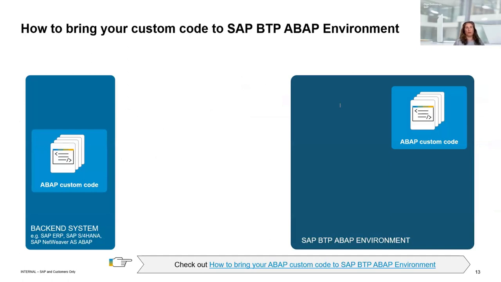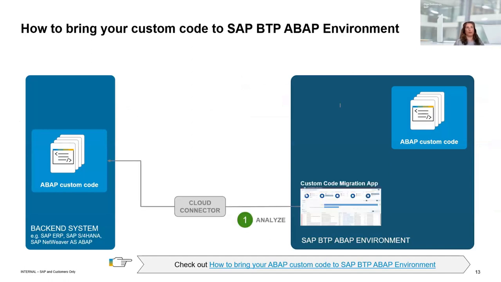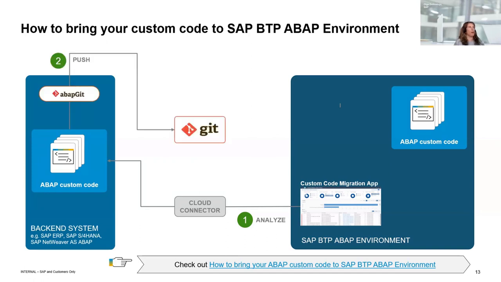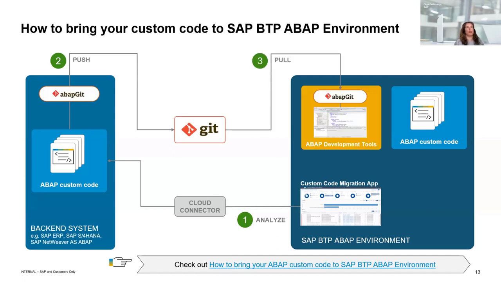If you made the decision to migrate the extension to BTP ABAP environment for a side-by-side approach, you analyze it with the custom code migration app, which ideally runs in BTP ABAP environment and connects to your on-premise system via Cloud Connector and RFC. And then you can use the ABAP Git plugin on your on-premise system in order to push the code to the external Git repository and then pull that code using the ABAP Git plugin in the ABAP cloud system and finally adapt it for a BTP ABAP environment.